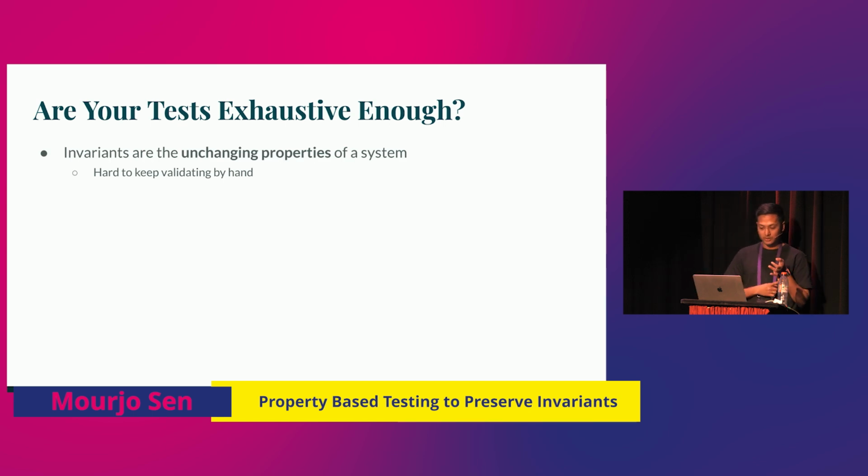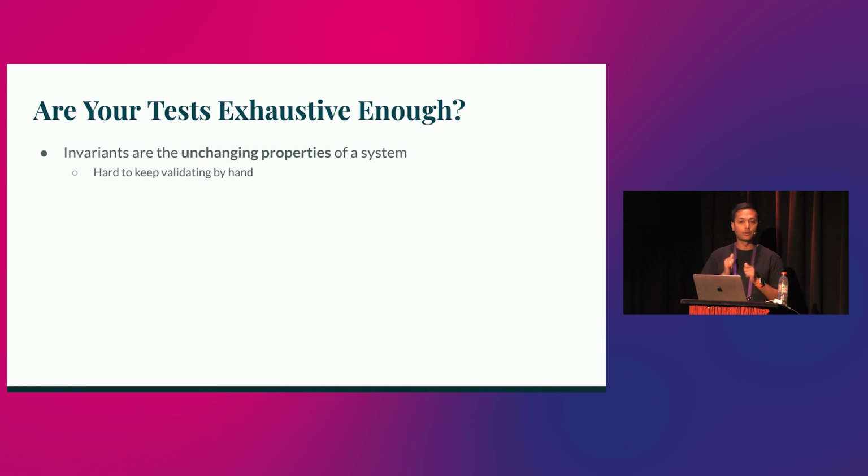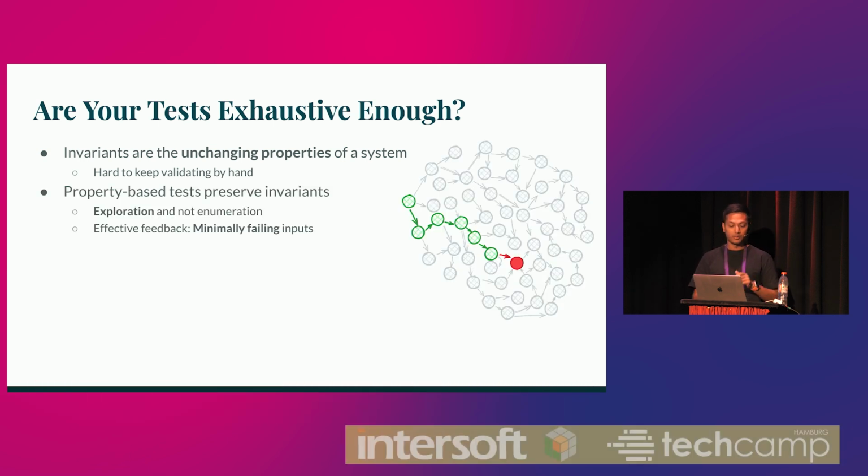Invariants are those unchanging properties of a system that are hard to keep validating by hand, and it requires some manual effort. Property-based tests solve this, or try to solve this, by exploring the problem space and not relying on enumeration. So if I did not know about daylight savings, I would not write a test for daylight savings. But the property-based test would search for it. And once it finds a bug, it gives me effective feedback by minimally reducing the input to the smallest occurring case so that I can fix it.